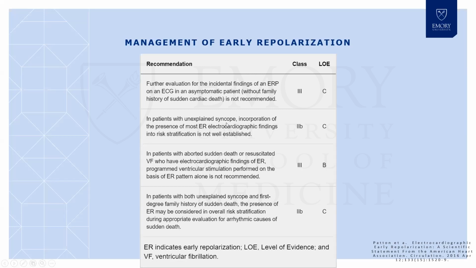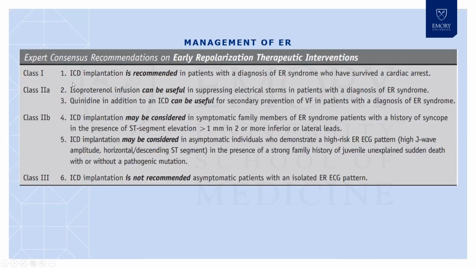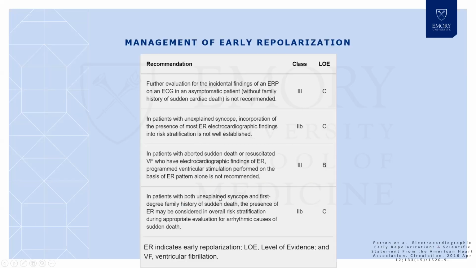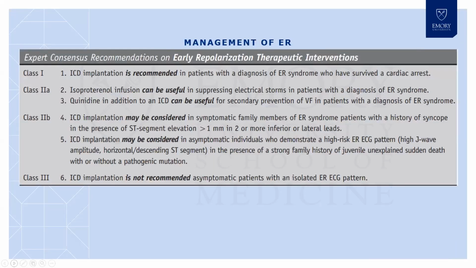Now, in patients with unexplained syncope, incorporation of the presence of early repolarization findings is not well established. This may be a little bit different in other guidelines, as we'll see in a second. So for ICD implantation, just coming back to the unexplained syncope. It's not well established, but if you have a patient with syncope and early repolarization pattern, it's reasonable to take that into account as much as potentially you would take into account maybe a prolonged QTc, for example. But again, that's not as well established.